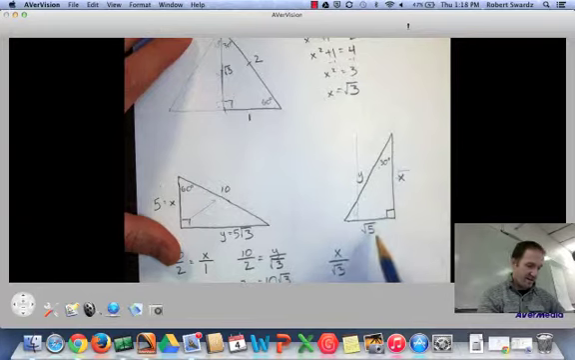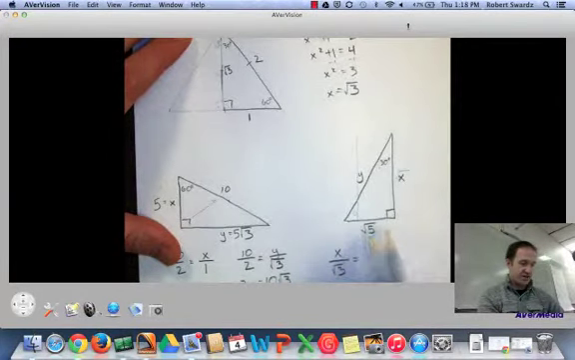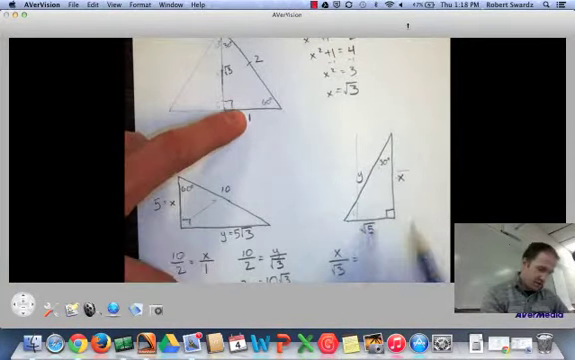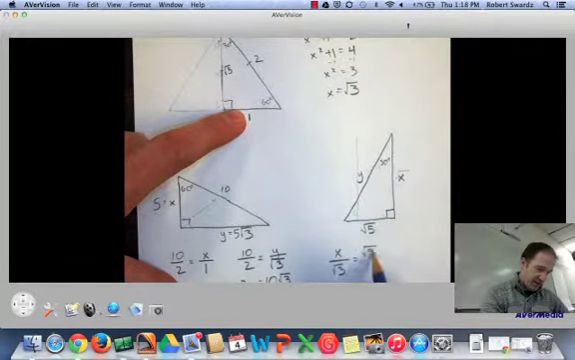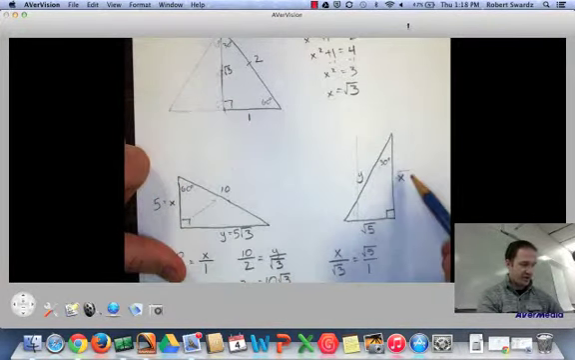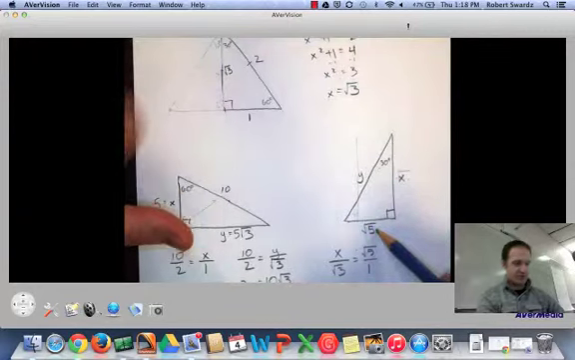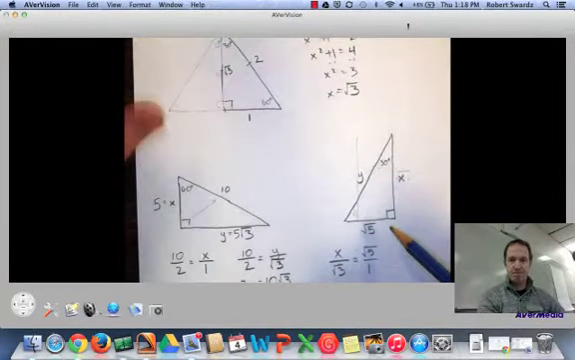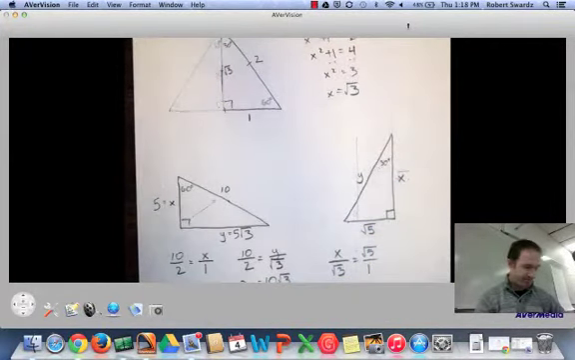Now, root 5 is the shortest side, and it goes with 1. So we're going to do root 5 over 1. Now, notice I did this triangle over this triangle and this triangle over this triangle. You kind of have to go in the same order.